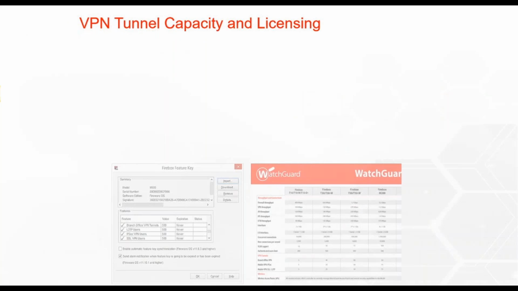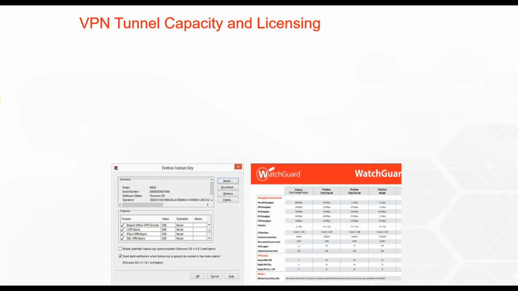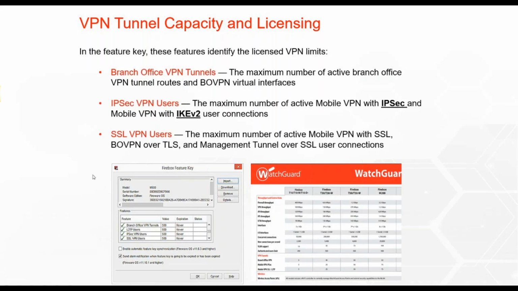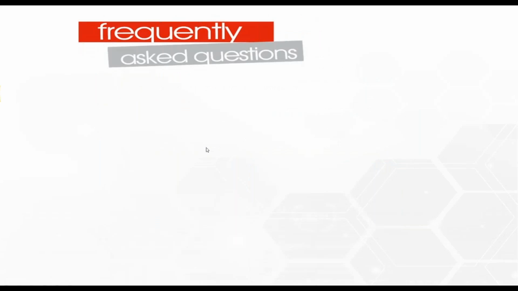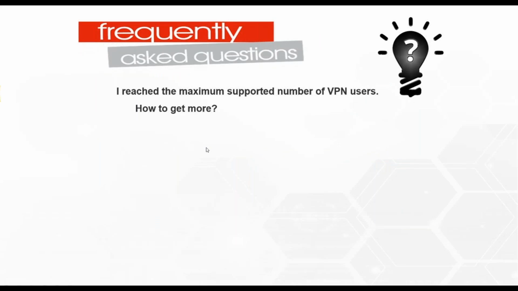Now, when it comes to the capacity, one of the questions being asked is how many clients are going to be supported. The two sources to get this information are either the data sheet or product matrix, or the feature key itself, where you can get the information about the branch office VPN tunnels, which is site to site, IPsec VPN users, which includes IKE version 2, and also the number of users for SSL VPN.